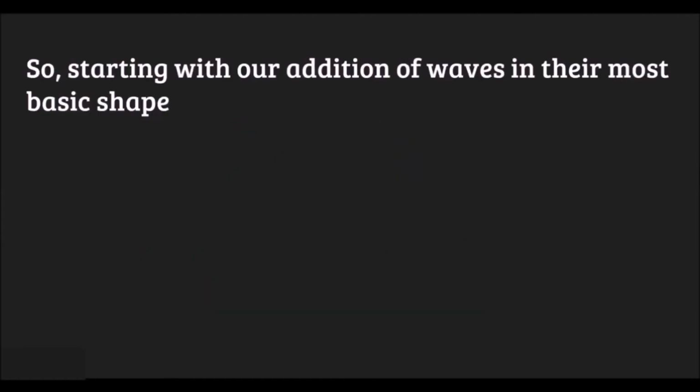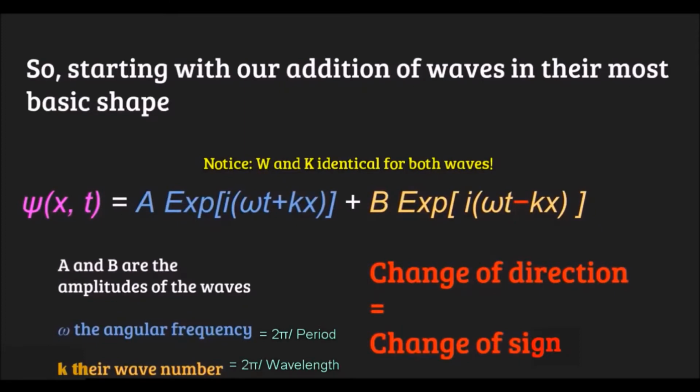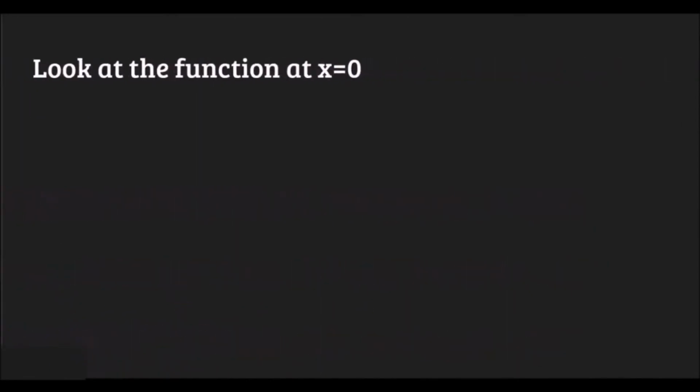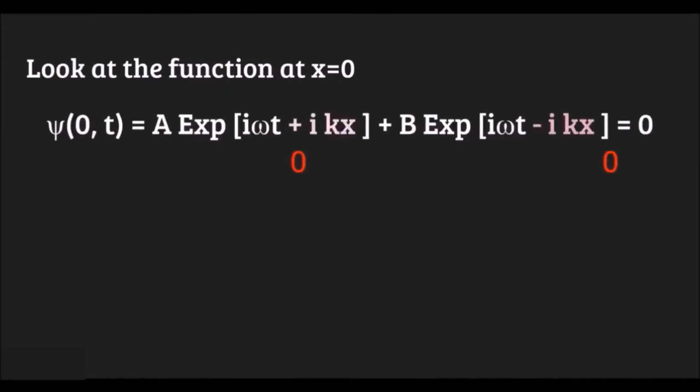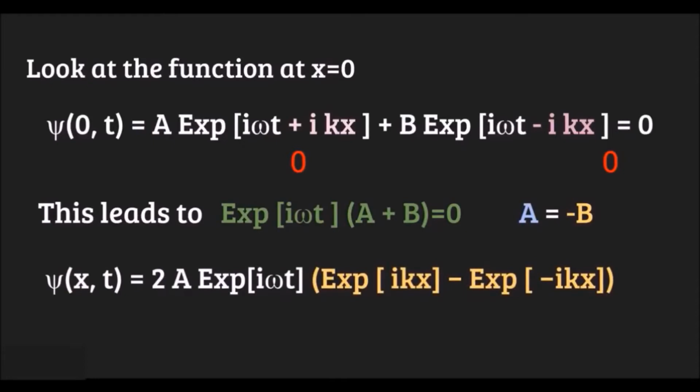So if we start with an expression for an addition of waves, in which A and B will be the amplitudes of our waves, omega their angular frequency, and k their wave number, in which the minus sign in the argument of the second wave represents the change of direction, we can clearly see that if we impose the condition at x equals 0 to find a node, the x components of our expression will vanish, leading us to A and B being equal in magnitude but opposite in sign. If we apply this to the previous expression, we can easily see a trigonometric identity that leads us to the following expression. But we are not done yet.